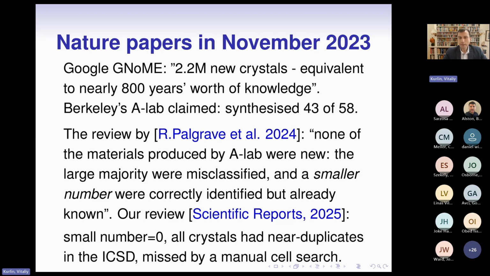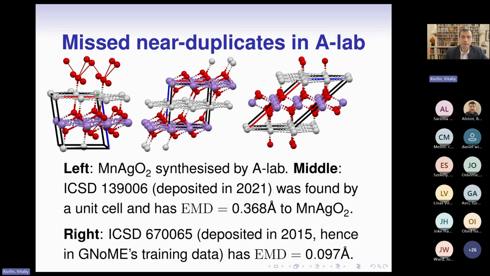these materials were new. This review found duplicates or near duplicates of the reported crystals by unit cell search, essentially manually, and initially concluded that a small number of crystals were correctly identified. We showed that these were already known, although not in the training data for Google GNoME. And we have shown that actually this small number is exactly 0, so all crystals had duplicates in the CSD. And this is one missed example where you have specific references.